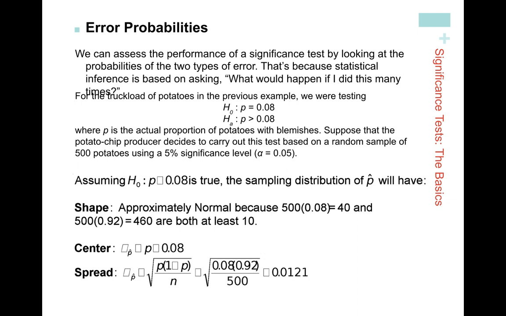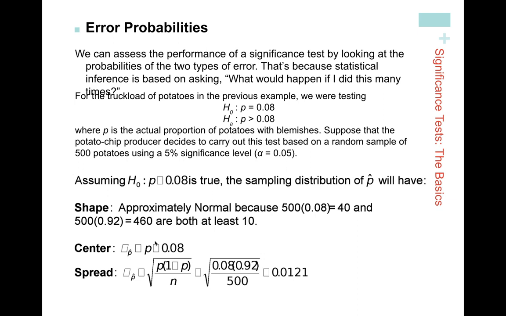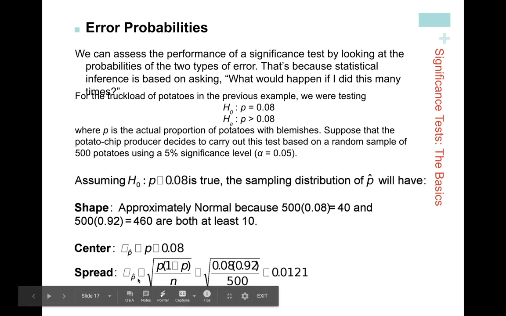So what are the error probabilities? Well, you can assess these. Assuming that P is equal to 0.08 is true, sorry, that should be an equal sign, the sampling distribution of P hat will be approximately normal. The center, the mu of P hat, is going to equal P, which is 0.08. The spread, sigma of P hat, is going to equal the square root of P times Q over N.